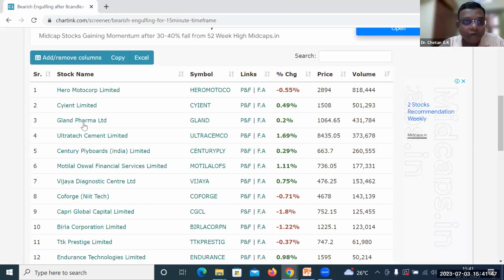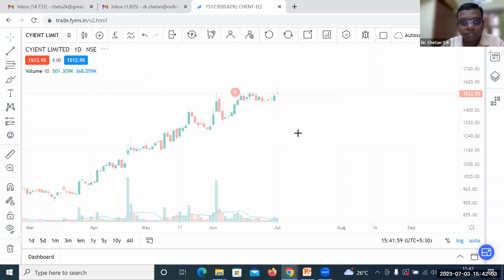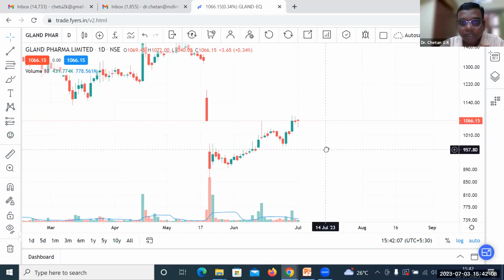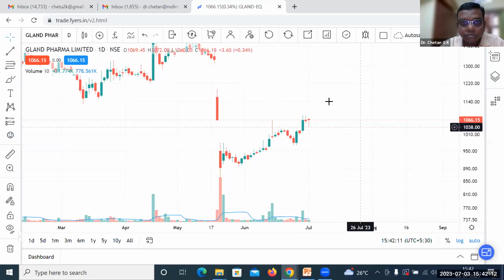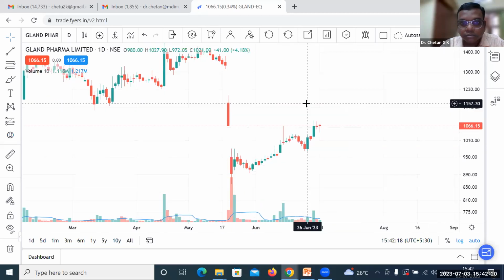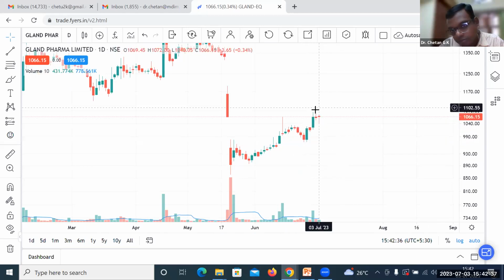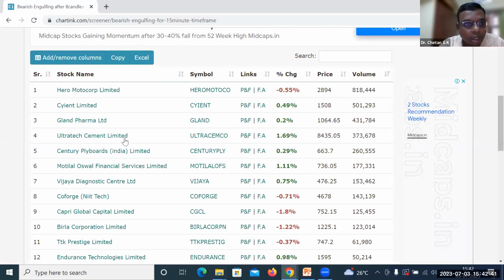Right. Gland Pharma. Okay, Gland Pharma, what would you like to say here? So here I could not see anything. This is not engulfing. Ultratech, we will skip. Century Plyboards. Century.